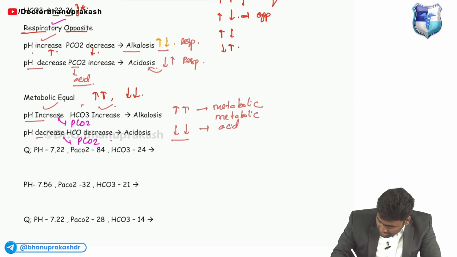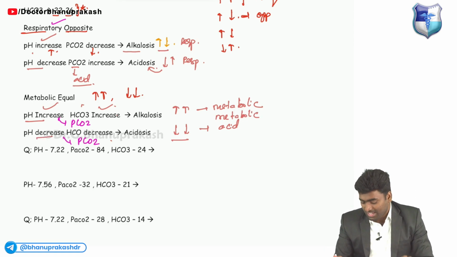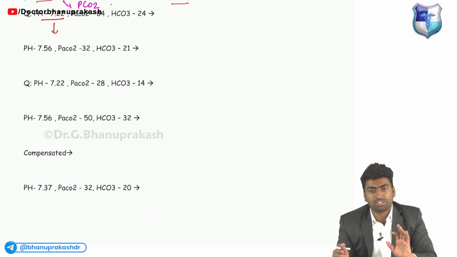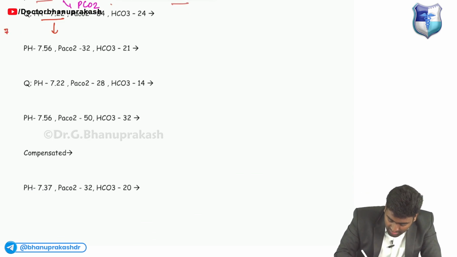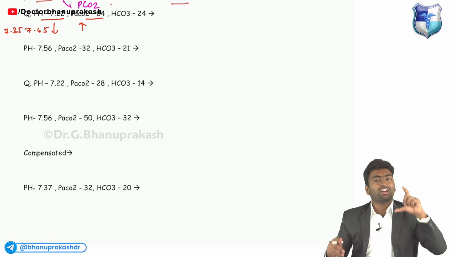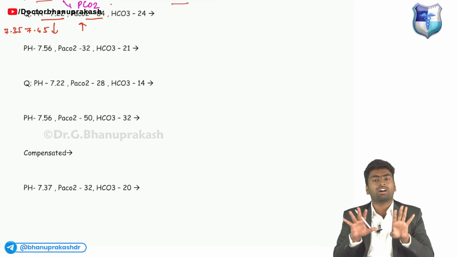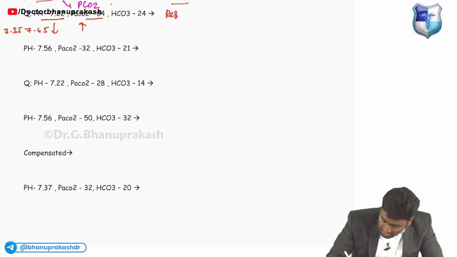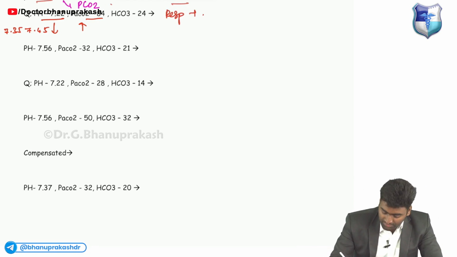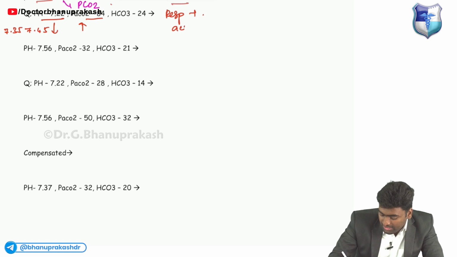And we need to see the pH. The pH is decreased, so it is acidosis. I know there will be a few points of confusion. I told you the normal pH is 7.35 to 7.45. The pH is decreased here and PaCO2 is increased. If both are in opposite directions, then it is a respiratory one. If the pH is decreased, we'll call it respiratory acidosis.